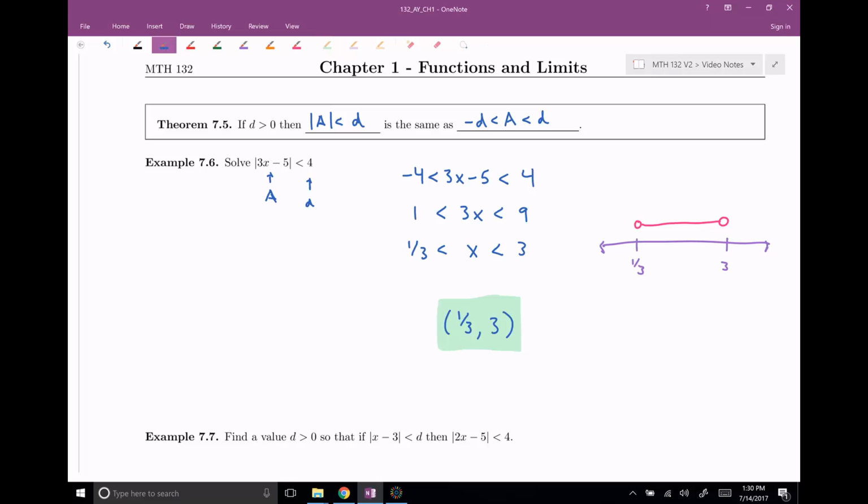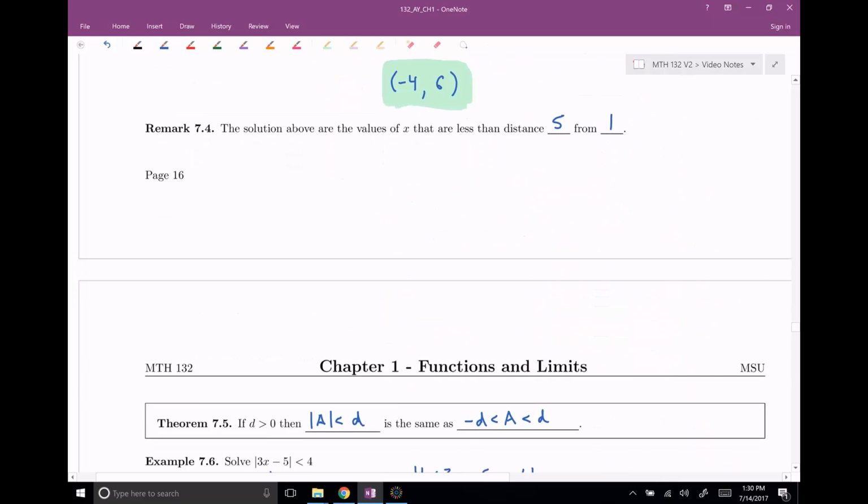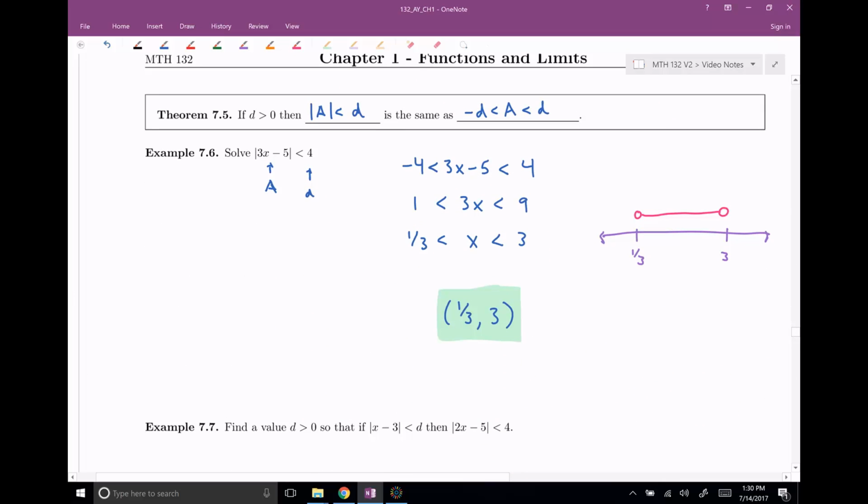Okay, notice if you wanted to think about this in terms of distance, it would be kind of difficult, right? Because we have 3x minus 5. The absolute value of this is less than 4. Our distance statement only really works when you have 1x minus some a value. Because we have 3x instead of 1x, it's a little harder to apply this distance statement sort of stuff to this type of problem. So that's why this theorem is useful.